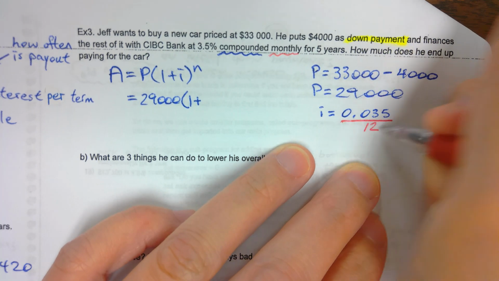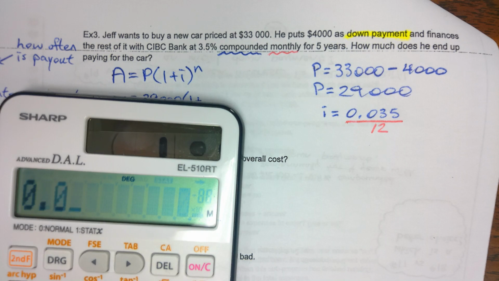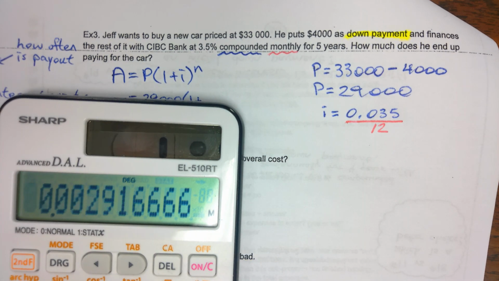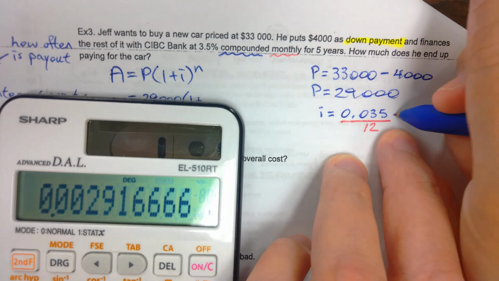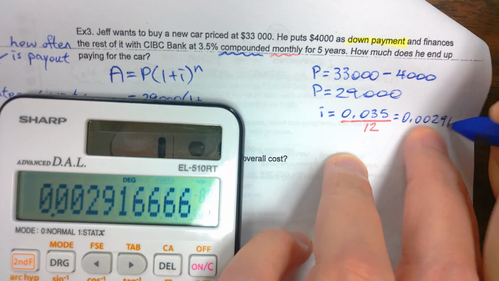Divide. That's right. Not times. Divide. So 0.035 divided by 12. That's 0.002916.